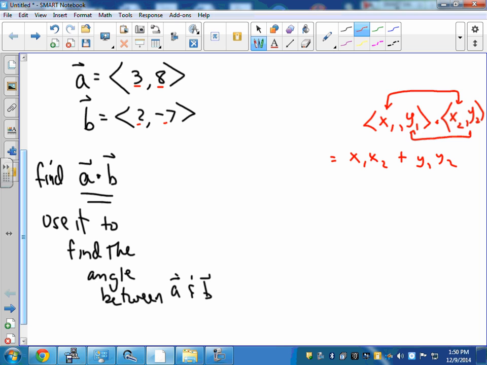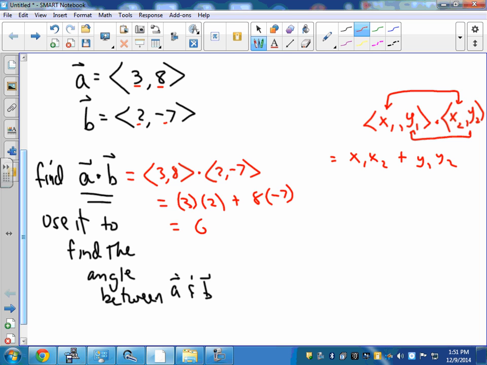Now, you might wonder where does this come from? Why is it used? That's really beyond the scope of this course. I need you to be able to find A dot B. So 3, 8, dotted with 2, -7 is simply going to be the scalar 3 times 2, that's obviously 6, and then 8 times -7, -56. So 6 minus 56 is -50, and that's the answer to this problem. Okay, so A dot B is -50.